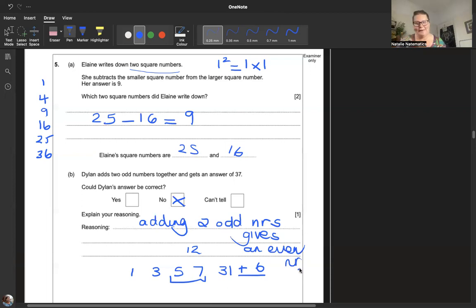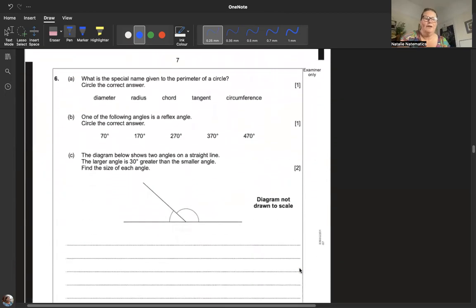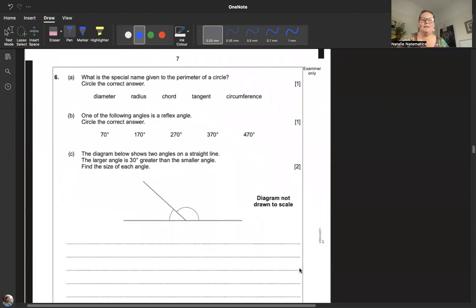I'm just doing it shorthand there. Obviously, use better English when you're doing that. Okay. All right, number 6. What is the special name given to the perimeter of a circle? Straight answer, it's the circumference.